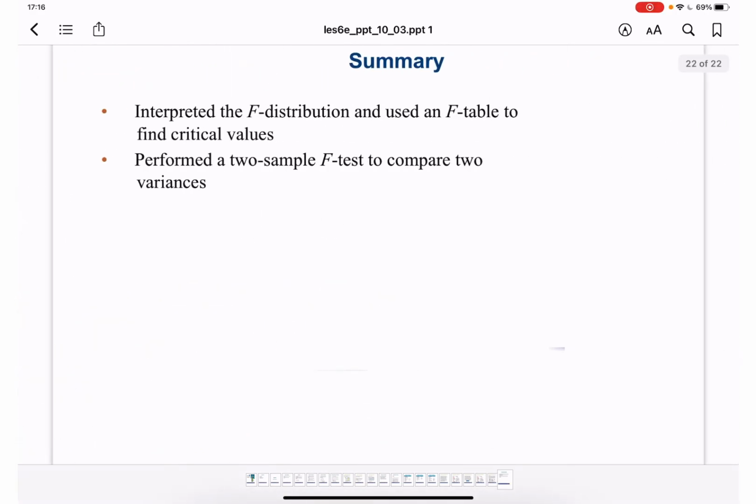And that's all. So we learned how to interpret the F distribution and use the F table to find critical values. By the way, I will place the link to the critical value F table in the comments, okay? And we performed two-sample F-tests to compare two variances. In the next topic, we are going to use one-way ANOVA. One-way ANOVA uses the F-test.